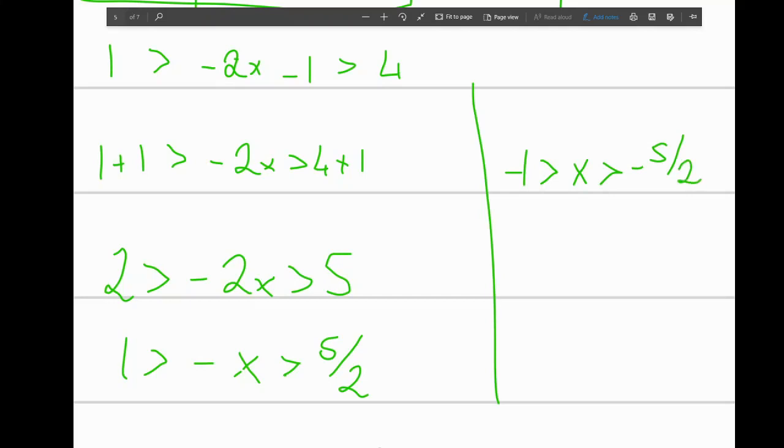So again, we can rearrange this. We can just flip the whole thing around. Minus 5 over 2 will be here, and that will be less than x, because if you read this direction, this says that minus 5 over 2 is less than x, and x is less than minus 1. And that's our final answer.